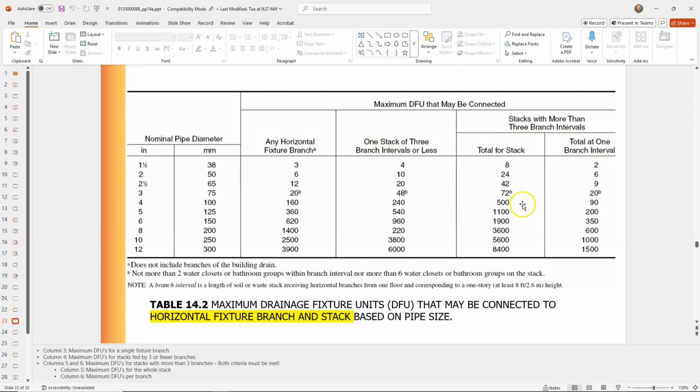And these last 2 columns, we have to find a case for the stack and then a case for the branch interval sizes based on drainage fixture units. So the numbers just change a little bit, but it works essentially the same way.